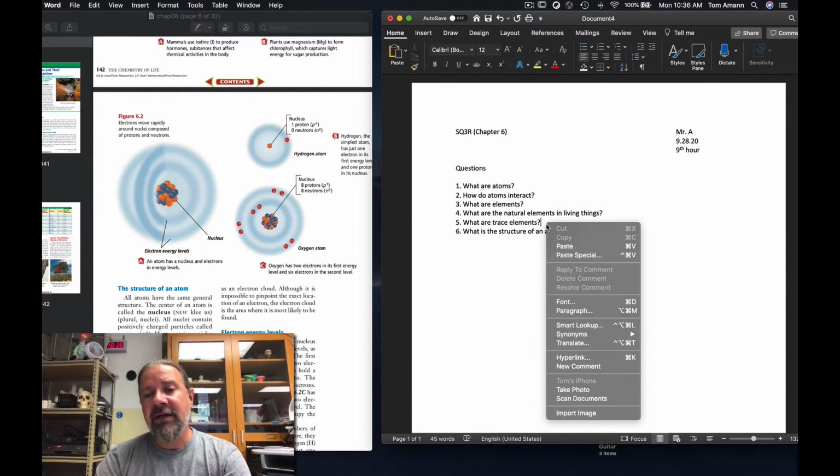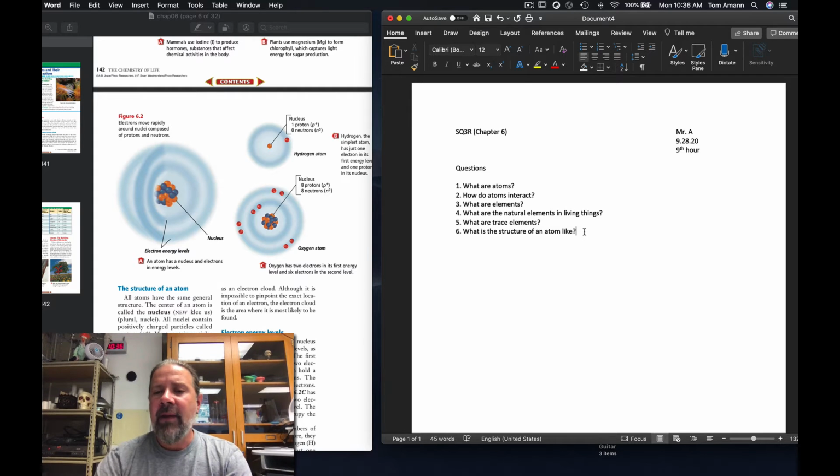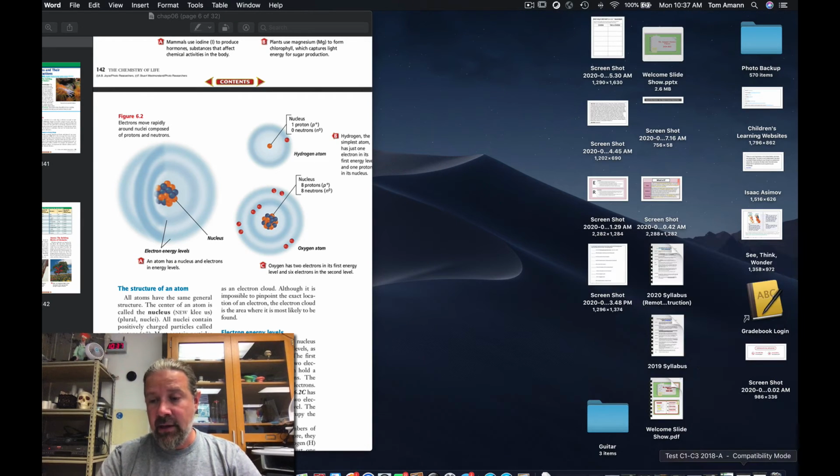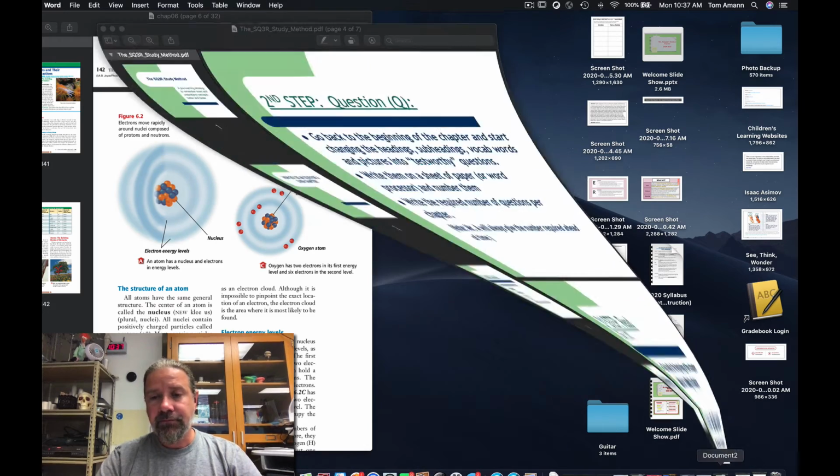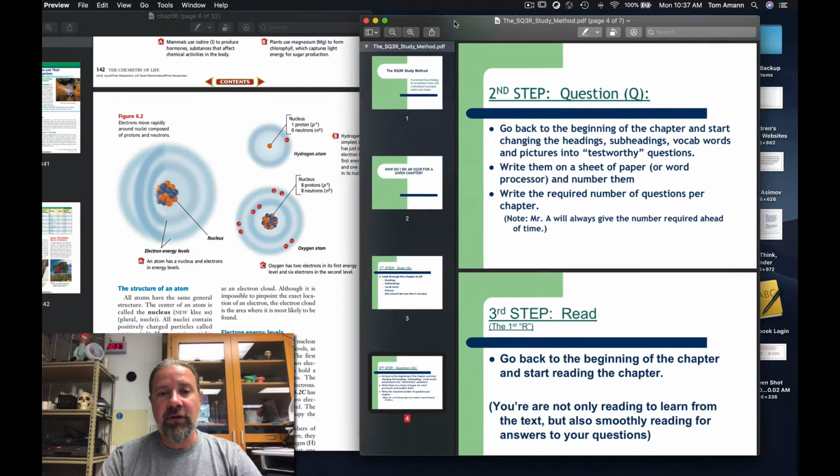All right, so let's imagine that I kept going down and I'm adding more questions, and I get all the way to like 30. Maybe Mr. Amon required 30 for this assignment. I'm done with the Q part, okay? So at that point there, I'm gonna go ahead and start on my 3 R's, okay? So first of all, let's see what those 3 R's are.